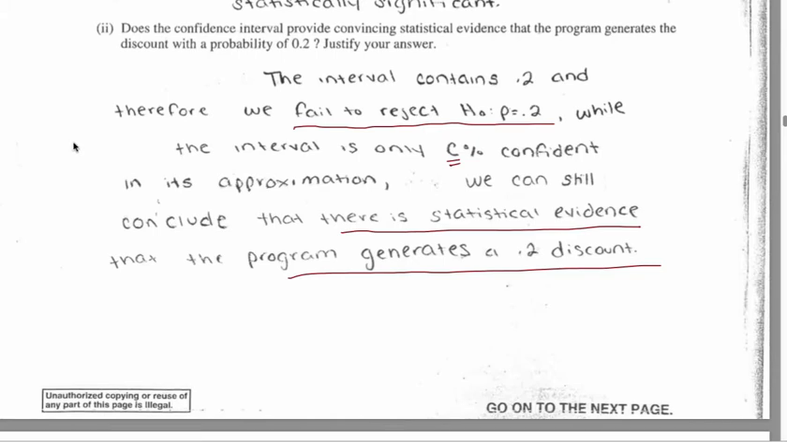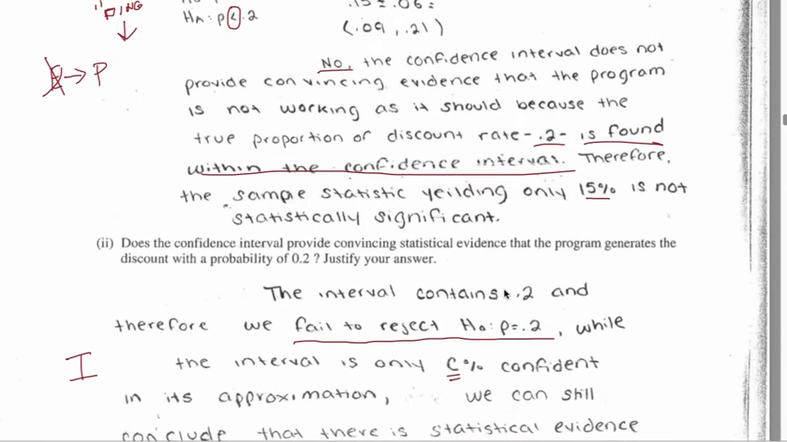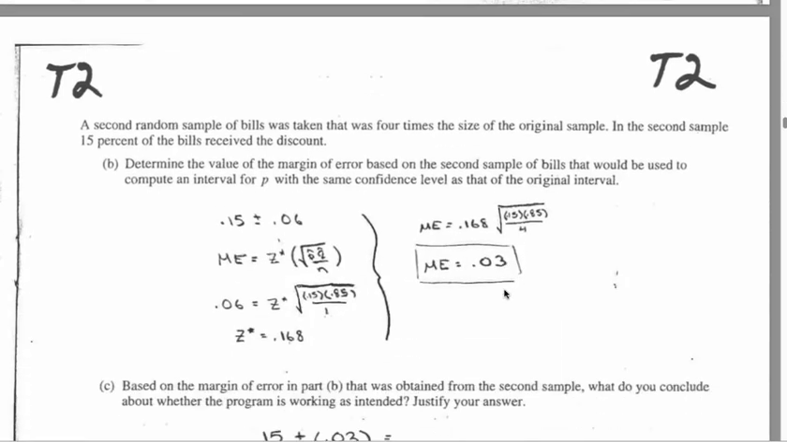That's going too far. And so that takes them all the way down to an I. That is an incorrect statement. They're accepting the null hypothesis. They believe that because 0.2 is in there, then there's statistical evidence that it is exactly 0.2. And that's just not right. So far, a student has a P and an I going.